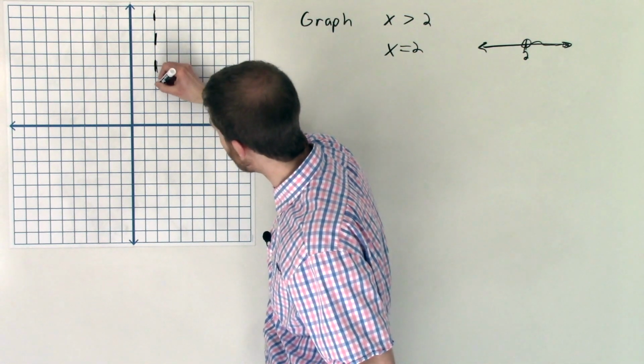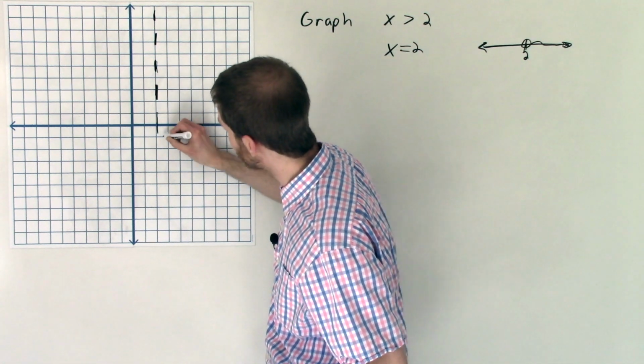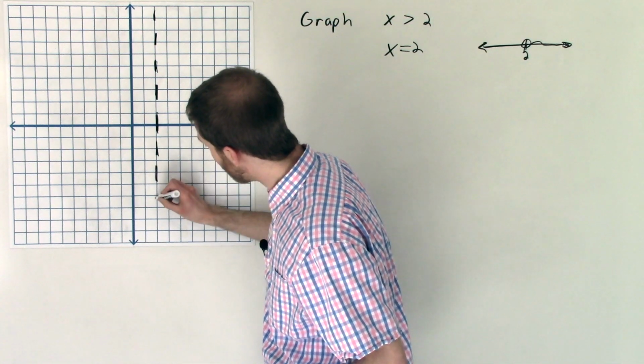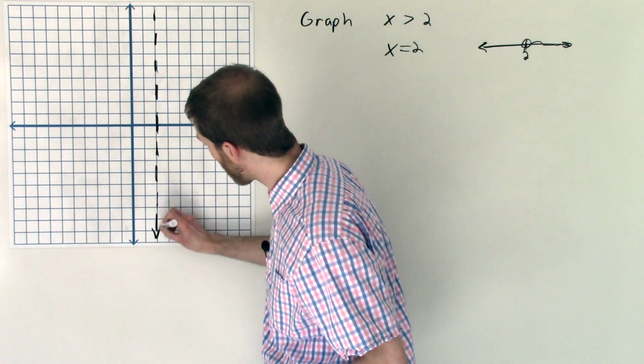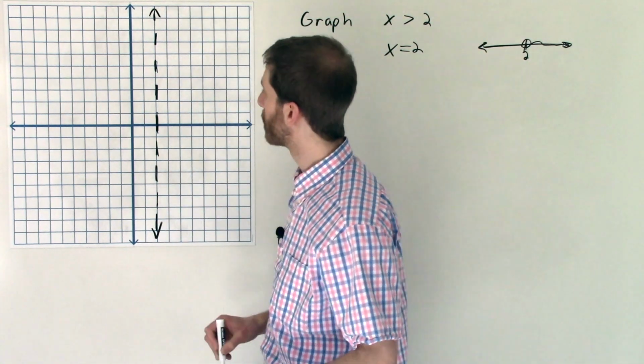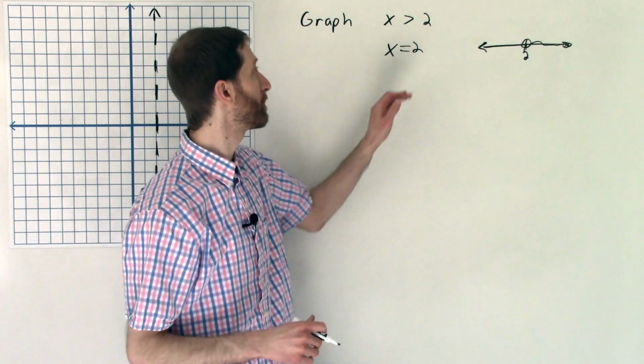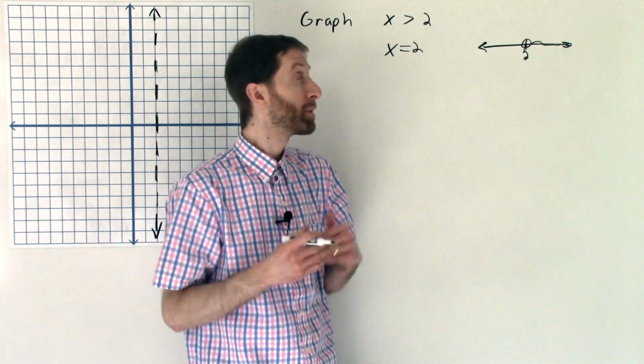And hopefully I can actually hit x equals 2 every single time, just like that, and make it a little thicker. Beautiful. That's our boundary. And I'll put arrows so that we know that this goes on and on forever. The question is, how do we shade? So it's dotted because we're not equal to 2, but how do we shade?